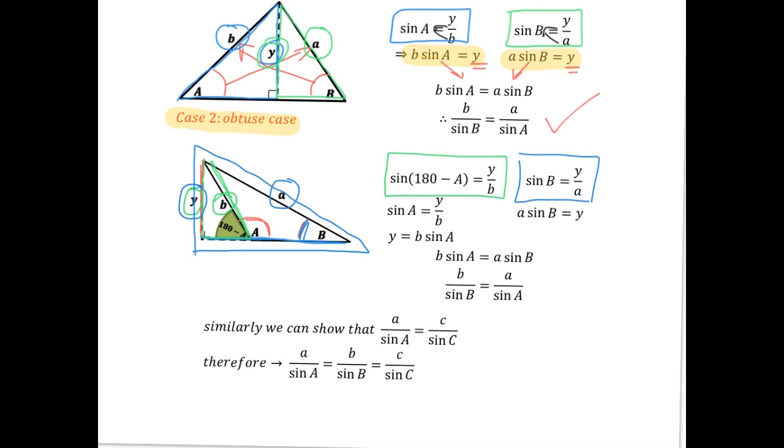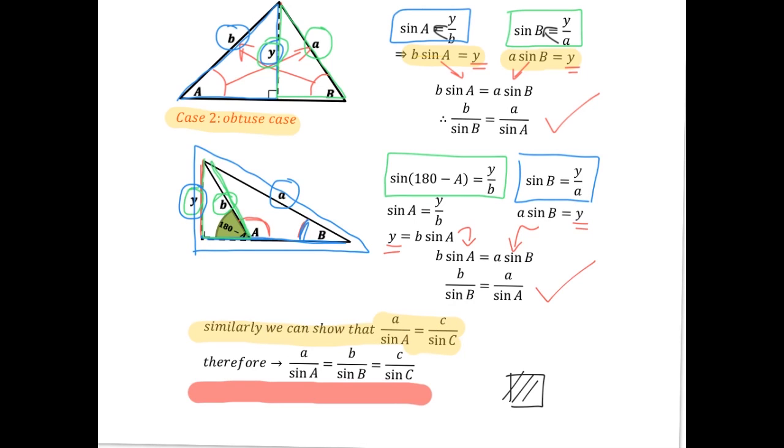Just as above, we're going to rearrange these two expressions to get y equals, which means we can set the two values equal to each other. Once we do that, once again we can divide by sine A and divide by sine B on both sides to get our expression b over sine B is equal to a over sine A. And lastly, we just have to write that we can similarly show that a over sine A is equal to c over sine C just by relabeling some of these angles up above. So therefore, we have a over sine A equals b over sine B equals c over sine C, and we're done. QED.